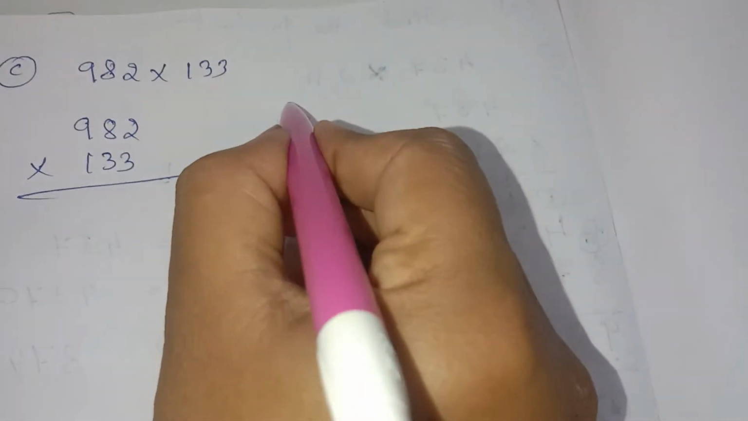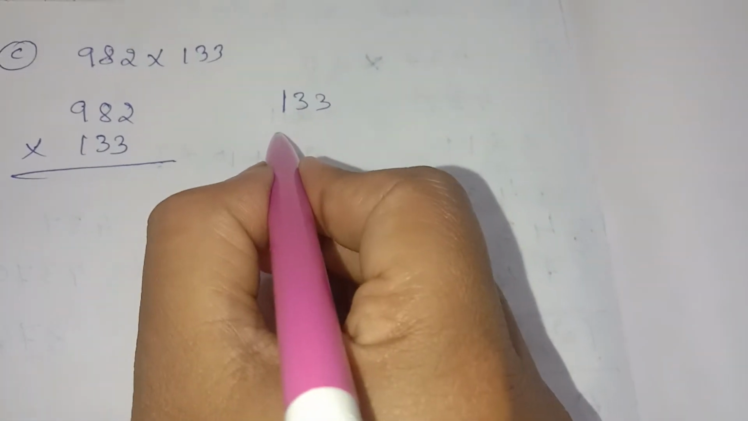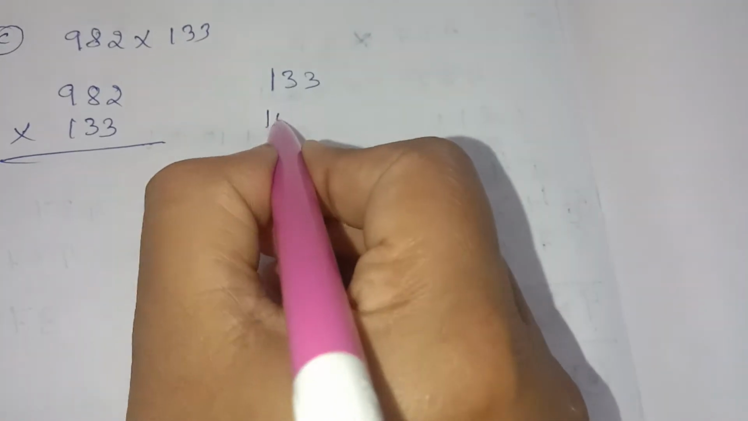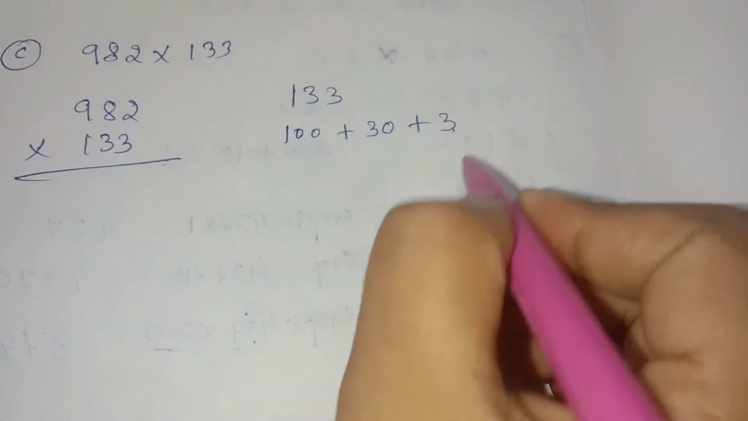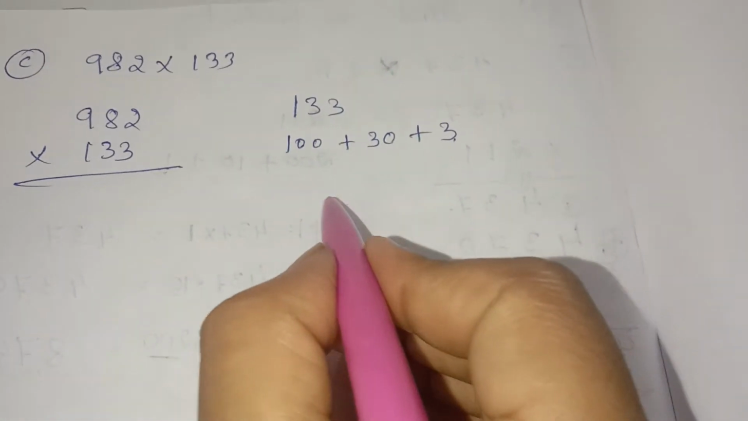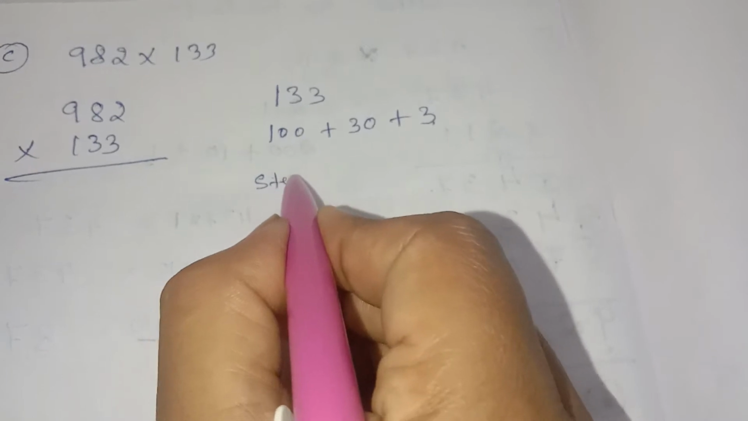Third one. Next we will move on to the third one, that is 982 into 133. I'll write 982 into 133 like this, and 133 can be written as, come on children, 100 plus 30 plus 3, isn't it? Yes.